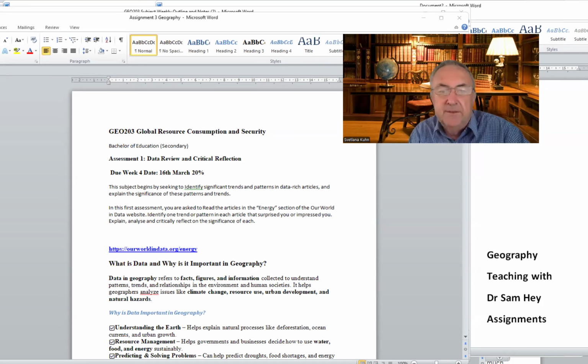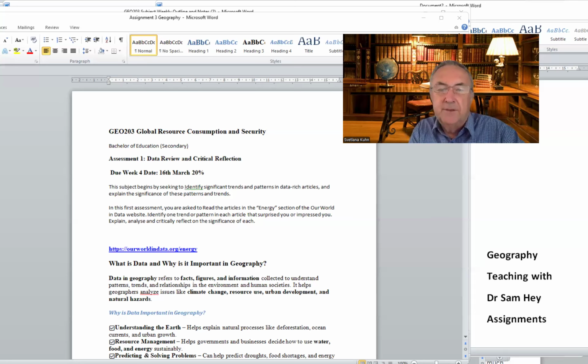In the first assignment, you're asked to do data review and critical reflection on the data on areas that relate to energy in our world. This subject begins by seeking to identify significant trends and patterns in some data-rich articles that examine and explain the significance of patterns and trends relating to energy consumption and energy use.